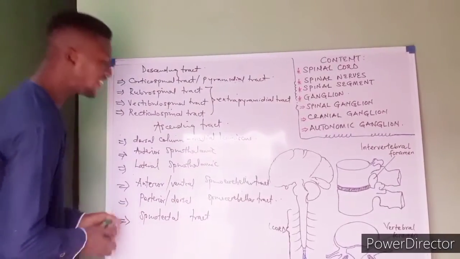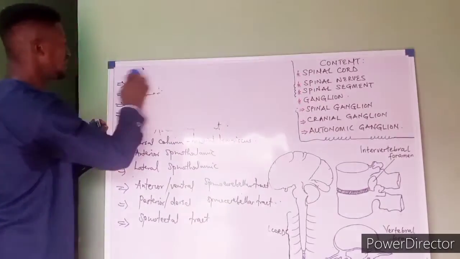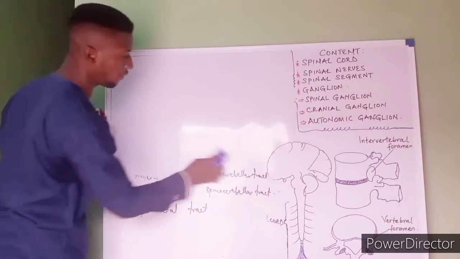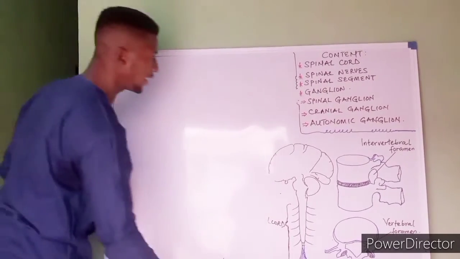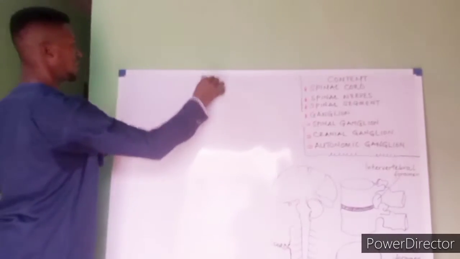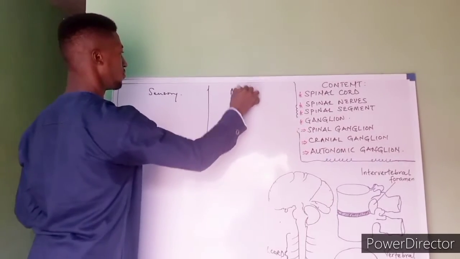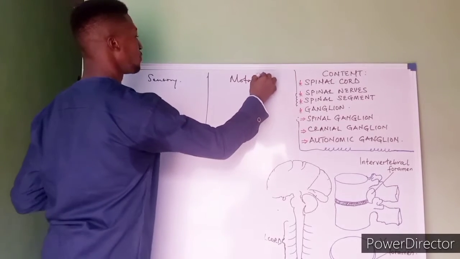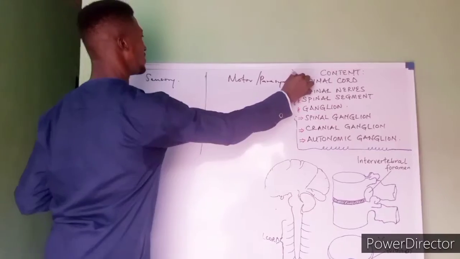Now let's talk about the cranial ganglion. Cranial ganglia evolved from the cranial nerves. And what are the cranial nerves? The cranial nerves are divided into two. We have the ones associated with sensory and those associated with motor. Those associated with motor are also called the parasympathetic.